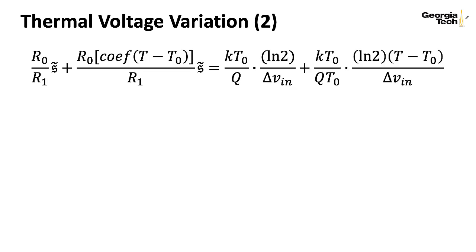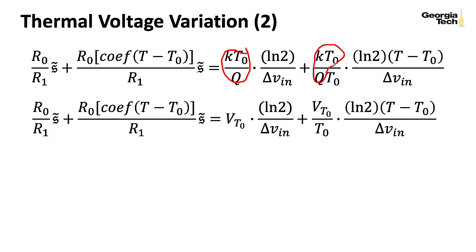So all I've done here is taken the last line on the previous slide and copied it to the top of this slide. Now what I'm going to do is take the K T0 over Q and this K T0 over Q and just replace them both with V T0. Now this V T0 at that 298 degrees Kelvin, 25 degrees Celsius, 77 degrees Fahrenheit, that's basically what I've simply been calling VT through all of the previous lectures.